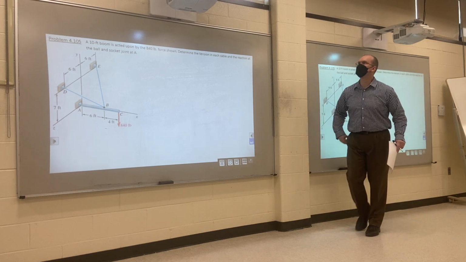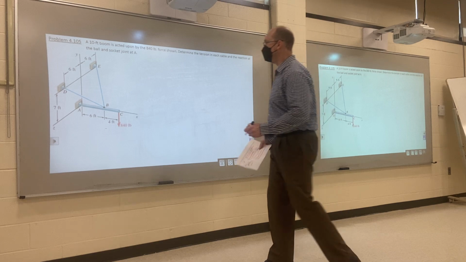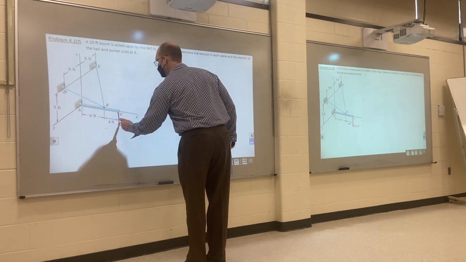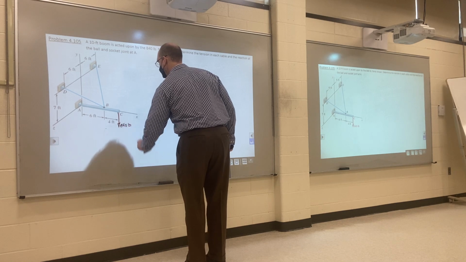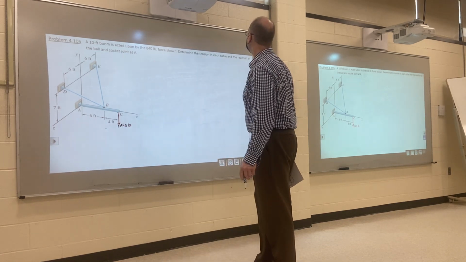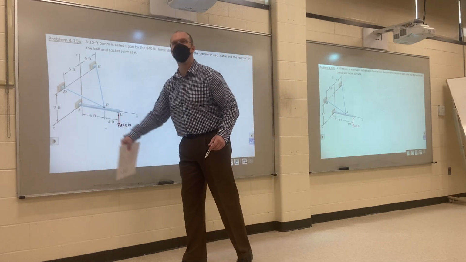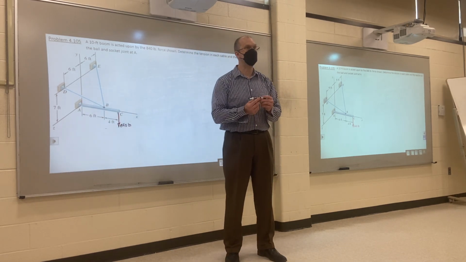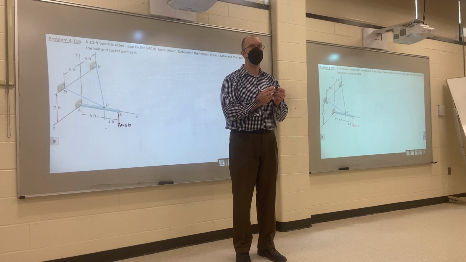So the problem here, 105, states we have a 10-foot boom, and it's acted on by this 840-pound force in the negative k direction, right? We've got 840 pounds. It says determine the tension in each cable and the reaction at a ball and socket joint at A. Remember what a ball and socket joint is, right? It freely rotates around, but it has support reactions for X, Y, and Z, but no moment. It doesn't support any moment.